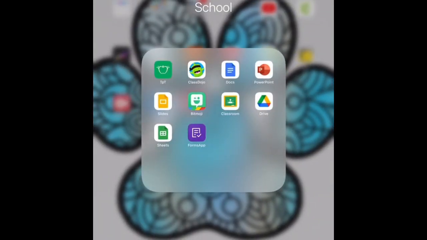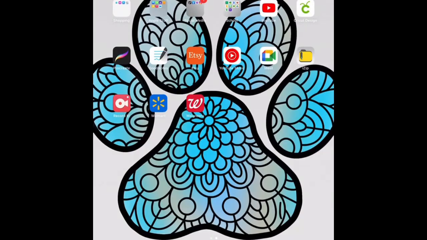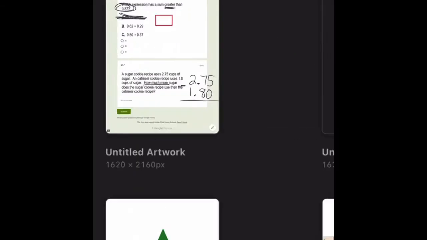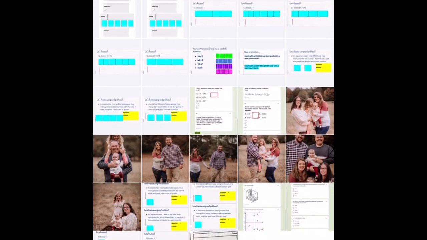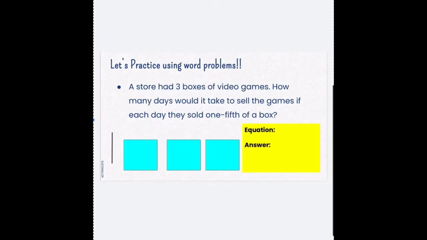So, find yourself on slide 15. Slide 15 is what we're looking for. And it looks like this. A store has 3 boxes of video games. How many days would it take for them to sell the games if each day they sold 1/5 of a box? So what you are doing is you have 3 boxes, and you need to split them 3 boxes into fifths.